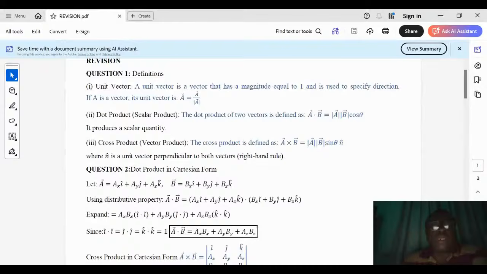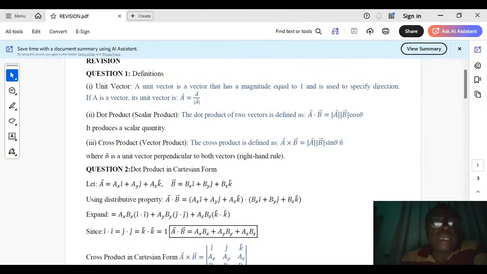We know that a unit vector is a vector that has a magnitude equal to 1 and is used to specify direction. If capital letter A is a vector, the unit vector will be equal to A with the arrow divided by the magnitude of that vector.